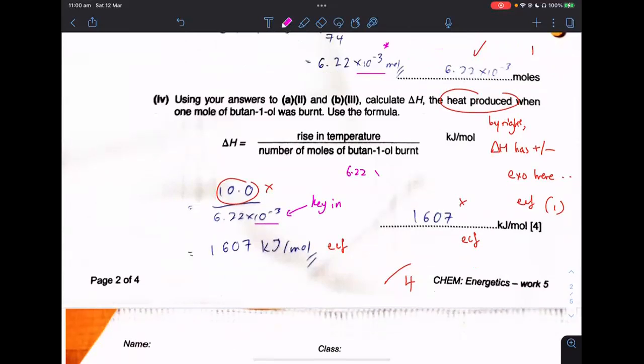Can people try and practice 6.22 times 10 to the minus 3 on your calculator? And can anyone shout out if you don't know how to key in times 10 to the minus 3? I assume everyone is okay then.